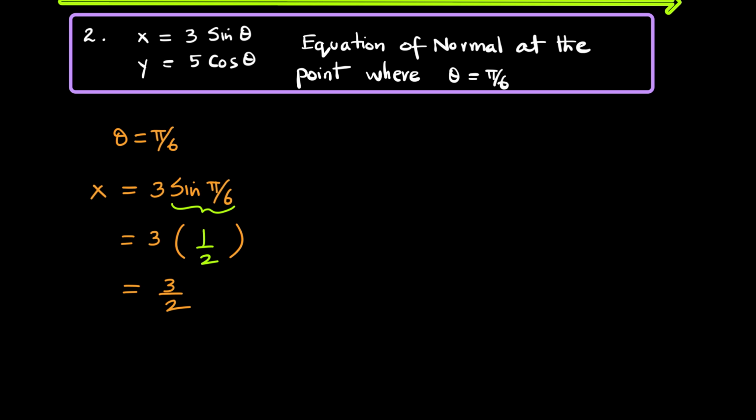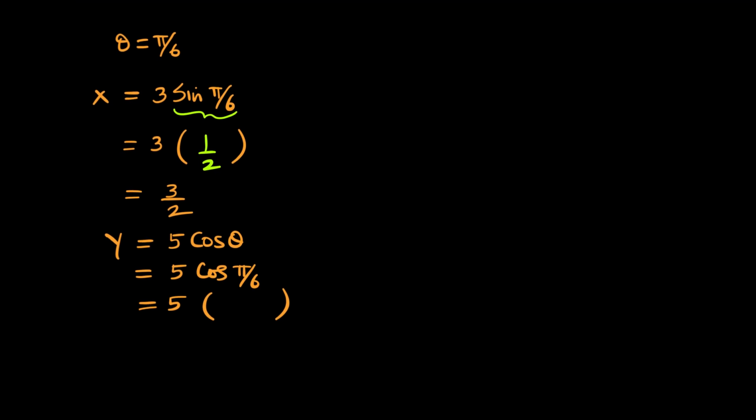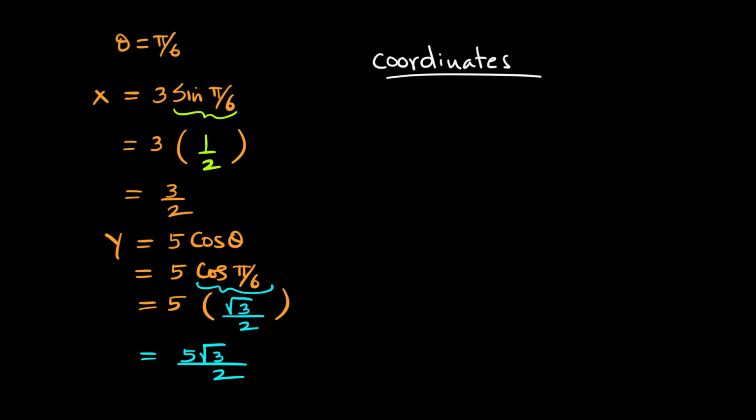Similarly, we have the y coordinate, which is based upon the parametric equation 5 cosine theta. This is 5 multiplied with cosine of pi by 6. Cosine of pi by 6 is root 3 over 2. This simplifies to 5 root 3 over 2. Therefore, for the point at which theta is pi by 6, the x coordinate is 3 over 2 and the y coordinate is 5 root 3 over 2.